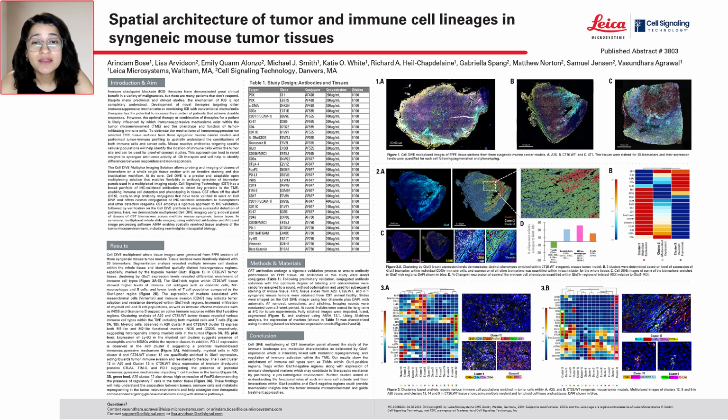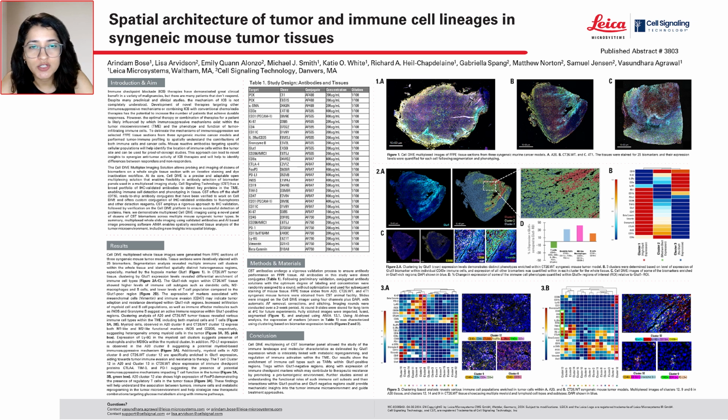Therefore, to understand the mechanisms of immunosuppression, we utilized FFPE tissue sections from syngeneic murine cancer models and performed tumor immune profiling to spatially understand the contributions of diverse cell types. Specifically, in this study, we utilized the Cell DIVE multiplex imaging solution, which allows probing and imaging of dozens of biomarkers on a whole single tissue section with an iterative staining and dye inactivation workflow.